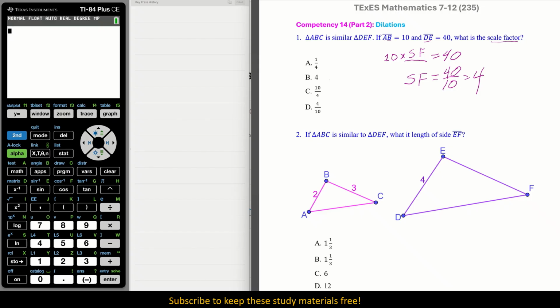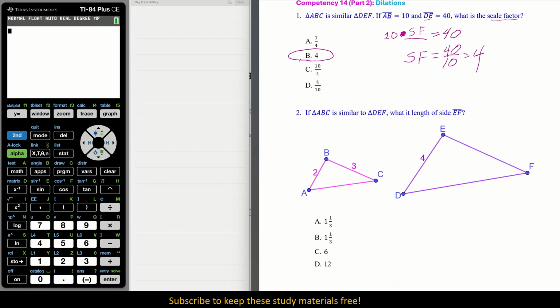Okay, so think of it as I have my first length. How do I get to the other one? And you could go back the other way, but that's not how it's written. It's written from AB to DE. So take it as it is. All right, so that gives us option B.